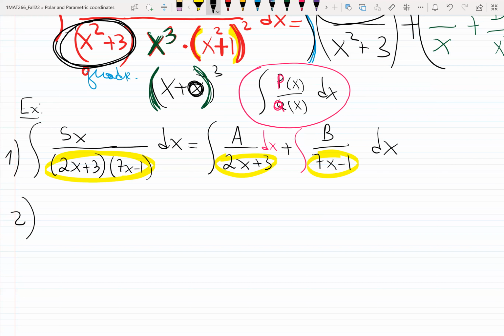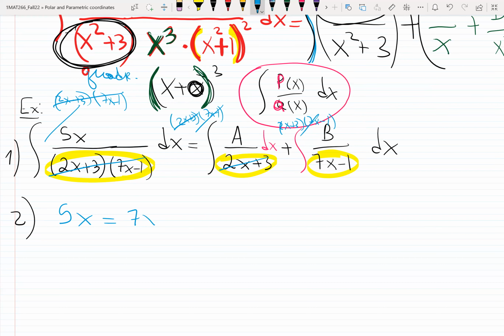Step 2, now you care about the numerator. So let me quickly finish this problem. Let's multiply by the denominator, 2x plus 3, 7x minus 1. Okay, there, multiply all of it. Now I know that this completely simplifies to 5x equals, that's where the numerator matters. This guy only cancels out 2x plus 3. So now I have 7x minus 1 times A. This guy cancels out 7x minus 1. So it's going to be 2x plus 3 times B.